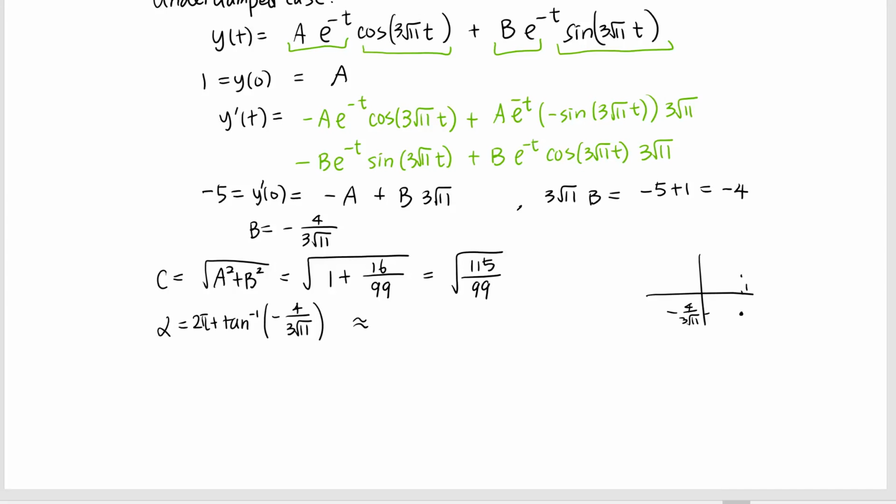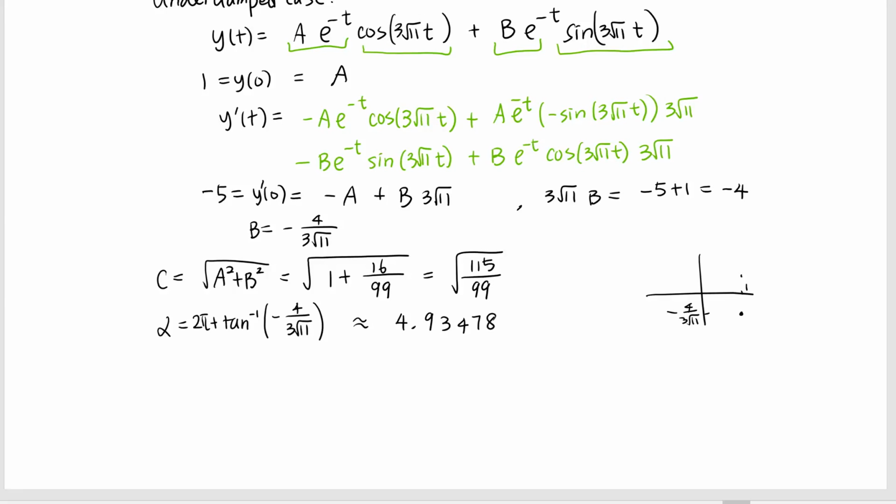So let's plug this in our calculator. So 2 pi plus arctangent. Make sure you're in the radian mode. Arctangent negative 4 over 3 square root of 11. So my answer is 4.93478. Okay? So let's continue.